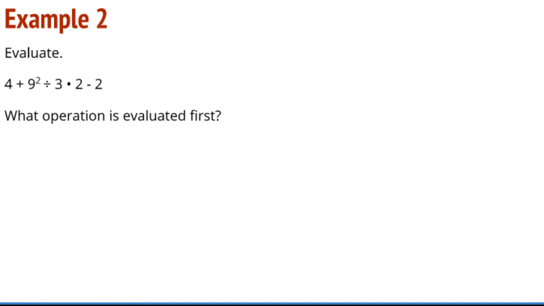So let's take a walk through on this problem here. What operation are we going to evaluate first? Well, taking a look through here, I notice I've got an exponent. So the first thing I need to do is figure out the 9 squared, which is 9 times 9, which is 81.